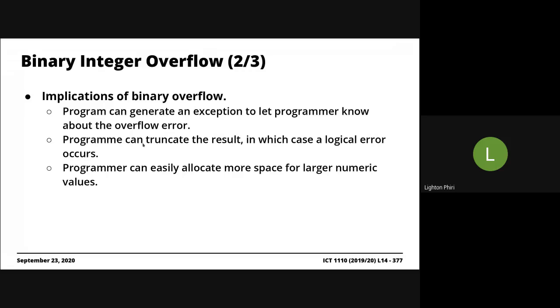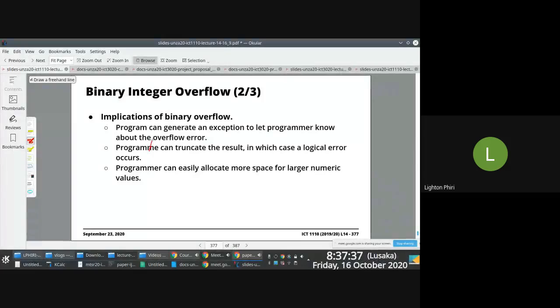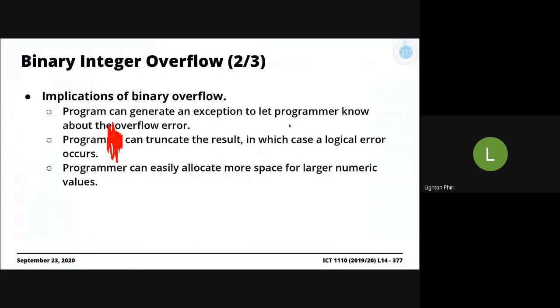All right. So something else you can do is design your program in such a way that your result will be truncated. Another way of handling the overflow is you truncate the result. So instead of generating an error, the result will be truncated, and so you get a wrong answer.